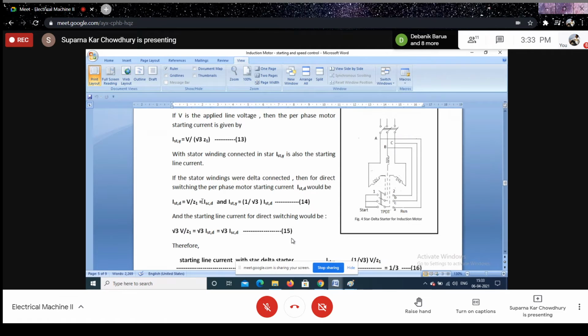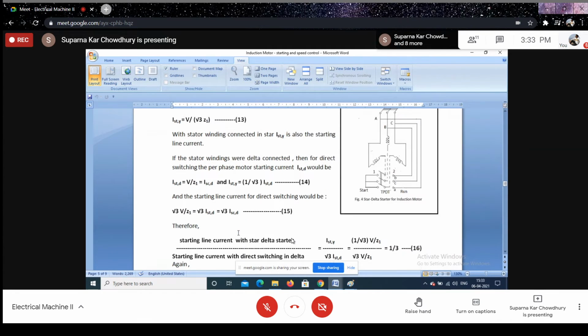So the actual current drawn from the supply is the line value, which will be root 3 times this. So the current drawn from the supply will be root 3 times V by Z1, or root 3 I starting delta, equal to root 3 I short circuit delta. This is the value of the current the machine will draw if connected in delta, and this is the current it draws when connected in star.